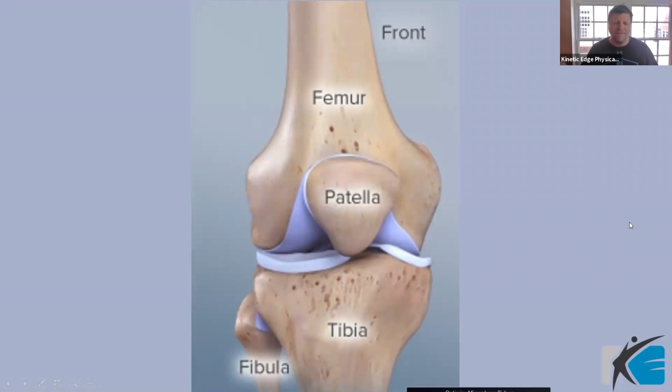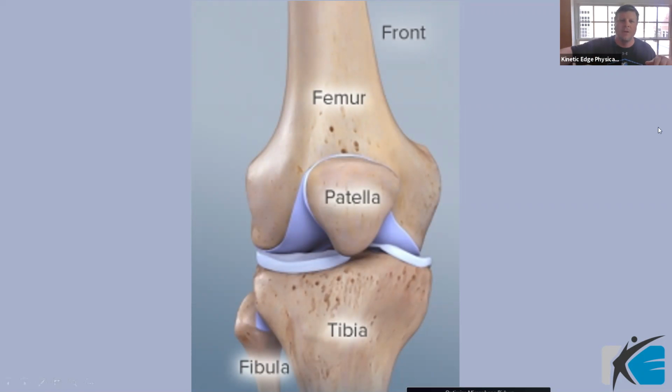Let's take a look at this knee first. I've been talking too much already this morning. So what we're seeing here, we've taken away all the muscles and tendons. You can't see any ligaments on this either. We're just seeing the bones and cartilage.